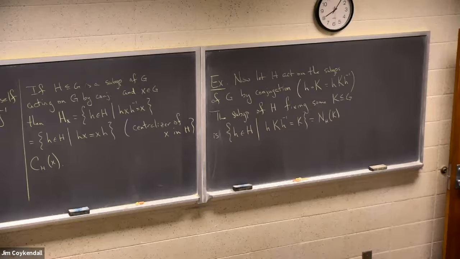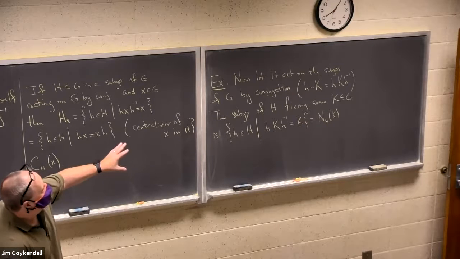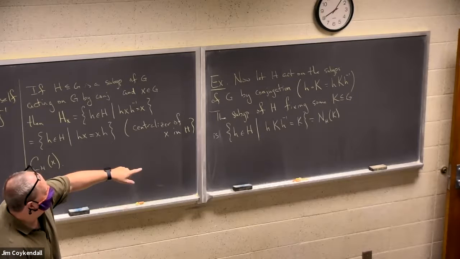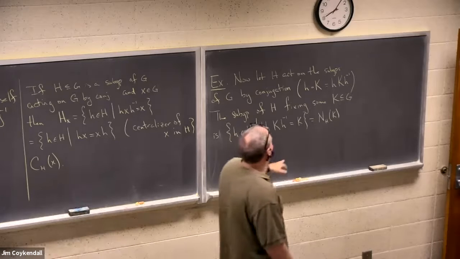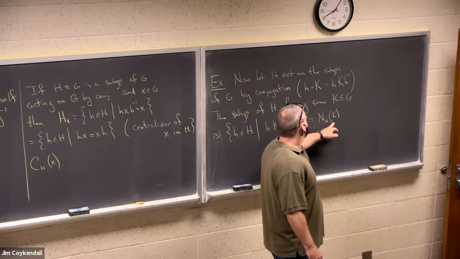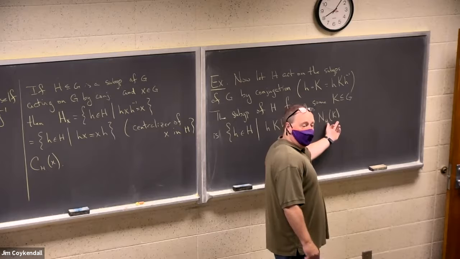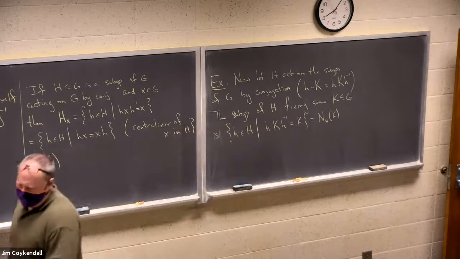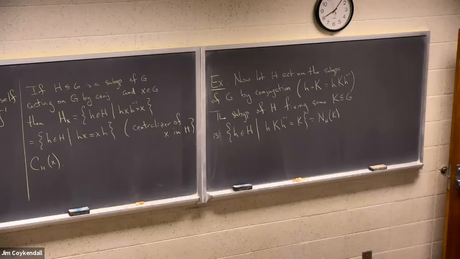So notice in this case, well, if you take H equals G, then this is the normalizer in G of K, and K is a subgroup. For this notation right here, it's not necessarily true that H and K are comparable. This is just a collection of everything in H that actually normalizes K. And so it will contain, for example, K intersect H. Okay, any questions on that?